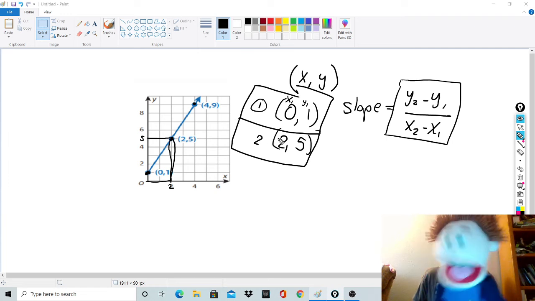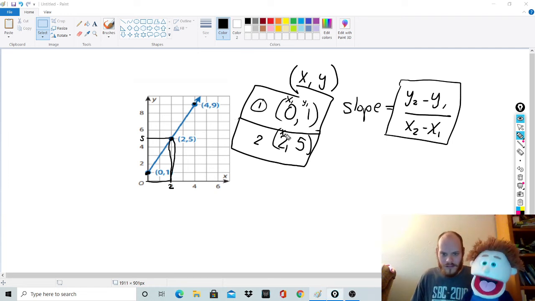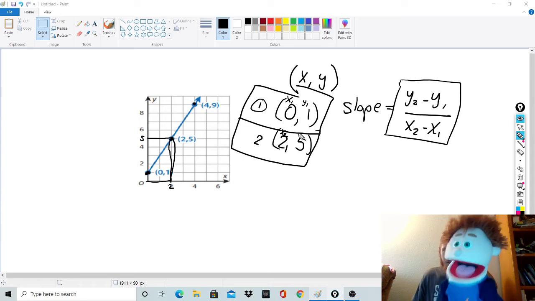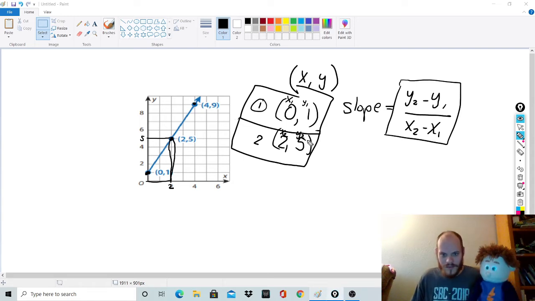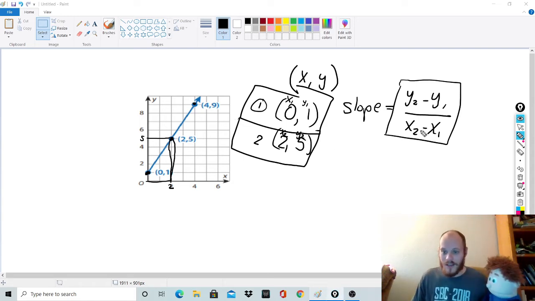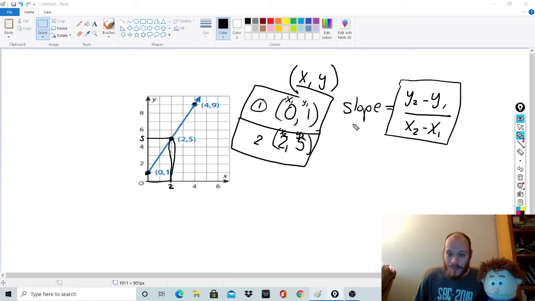Oh, so the bottom one, your x2 is 2. Exactly. And your y2 is 5. Good job, Tommy. Thanks. So now all I do, guys, is I take these numbers and I plug them into this formula. That's it. Are you ready?